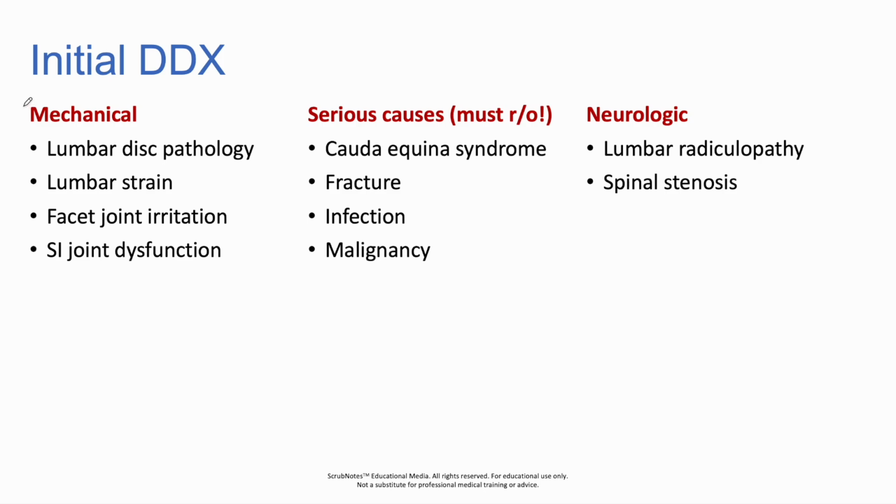Instead of memorizing dozens of diagnoses, it helps to group them into a few major categories. Mechanical causes like lumbar disc pathology, lumbar strain, facet joint irritation, SI joint dysfunction. Neurological causes like lumbar radiculopathy, spinal stenosis. We can always keep serious causes in mind too, like cauda equina syndrome, fracture, infection, or malignancy. The goal here isn't to memorize everything, it's to identify which bucket the patient likely falls into.